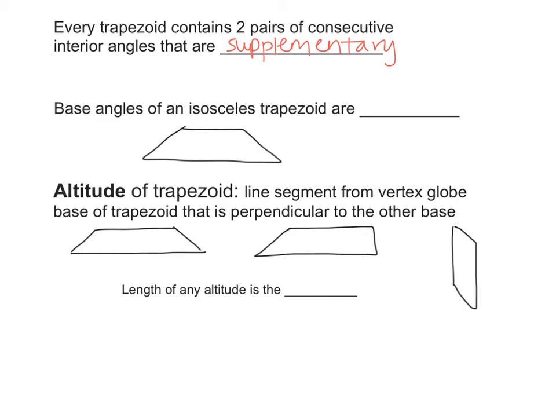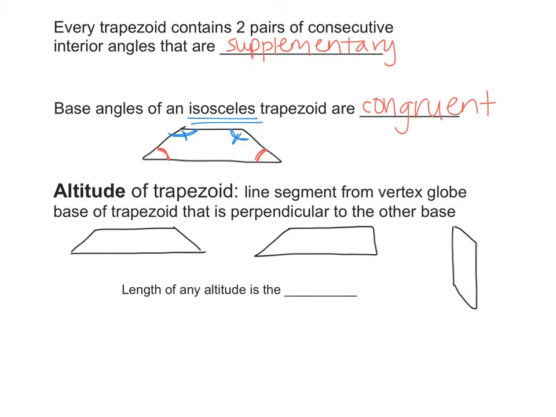Base angles of an isosceles trapezoid are going to be congruent. Now, our base angles come off of our base. So that tells me that this one down here is congruent to this one over here, and this one up here is congruent to this one up here. And that's only for an isosceles trapezoid.